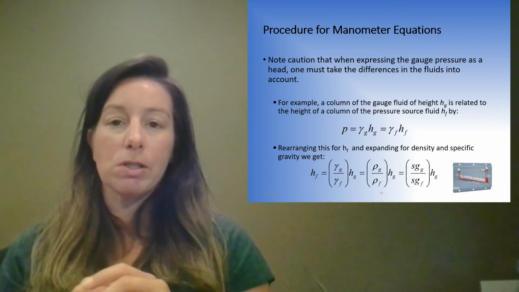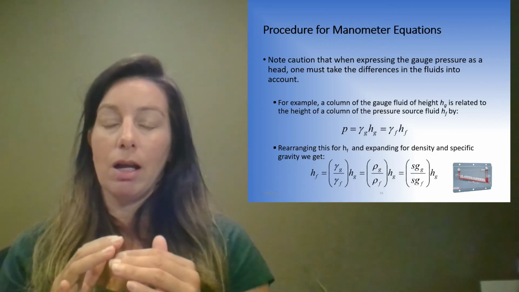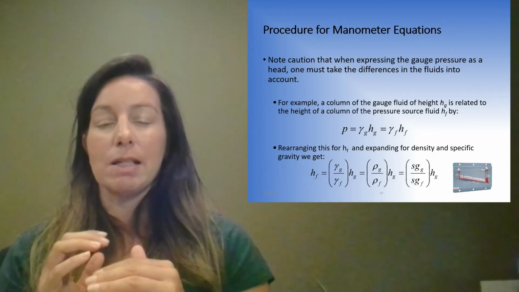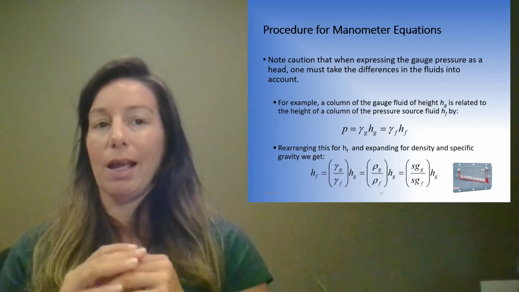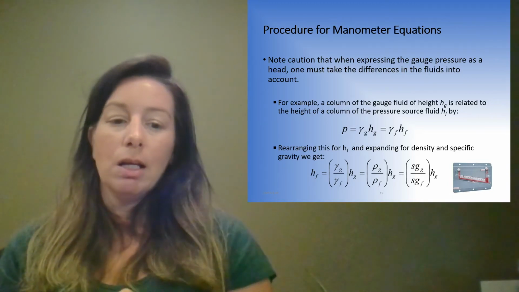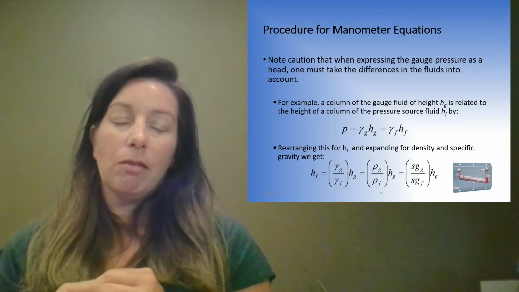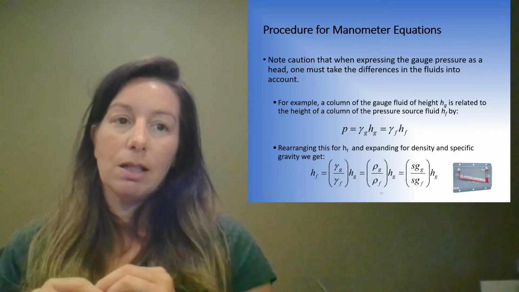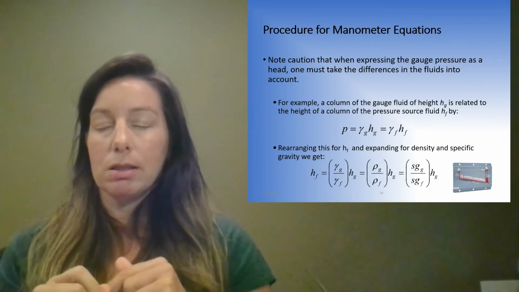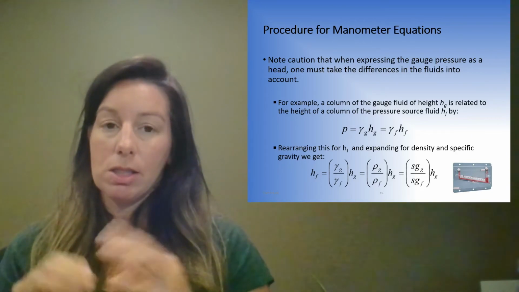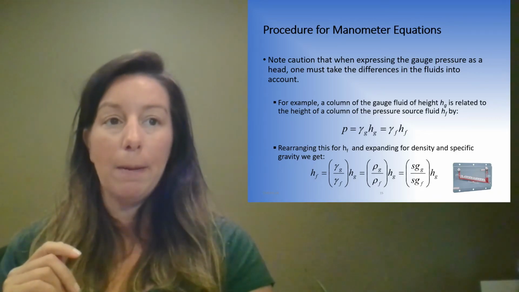It's also equal to the specific gravity of the gauge divided by the specific gravity of the fluid times the height of the gauge. So say you're given the specific gravity of both the gauge fluid and the base fluid, you don't have to go back and calculate what its specific weight is. You can just use it, it's a proportion, okay?